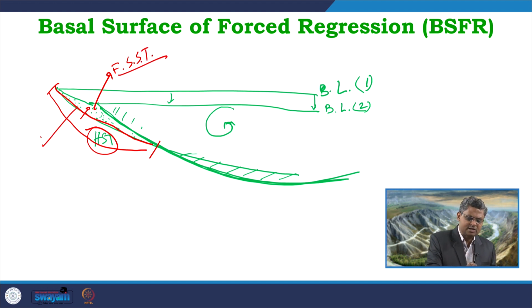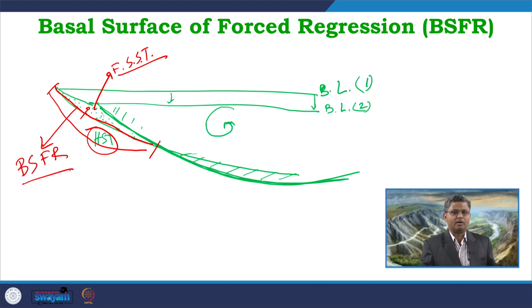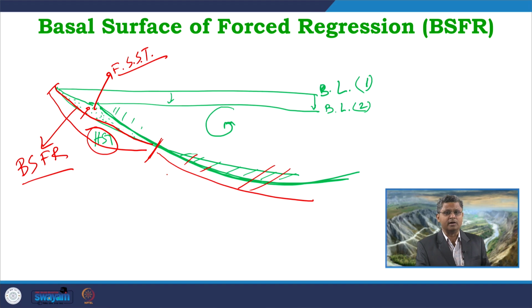And this surface, which represents the youngest clinoform at the end of the underlying HST, or the oldest clinoform at the start of the FSST, is the substrate, the surface which was available at the start of the forced regression. So, this surface will be called the BSFR surface. This is available up to this point only, because after this point it is getting eroded or reworked by the wave equilibrium or the shallow marine reworking processes.